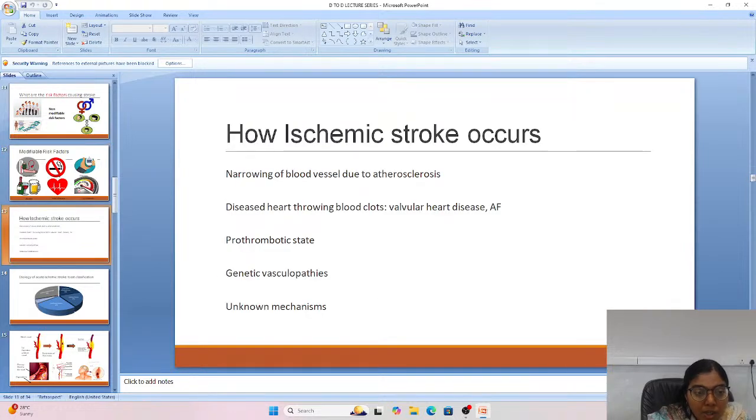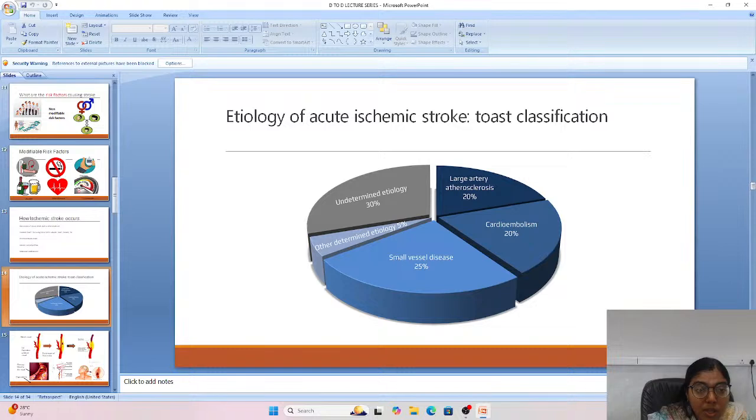How does ischemic stroke occur? First is that there is a narrowing of our blood vessels due to atherosclerosis. Then it could be cardioembolic, in which we are having valvular heart disease and atrial fibrillation. Then we can have prothrombotic states, genetic vasculopathy, and certain unknown mechanisms, which is known as cryptogenic stroke. What is the classification?